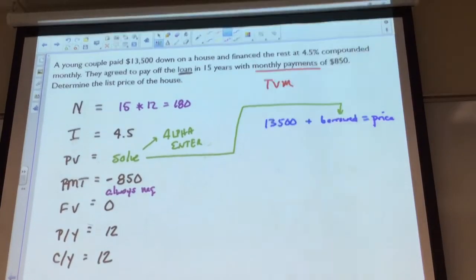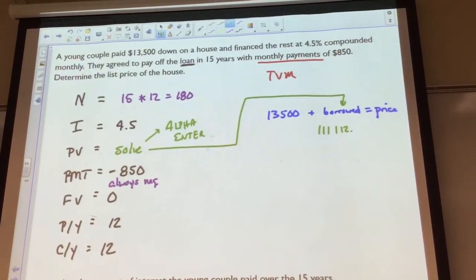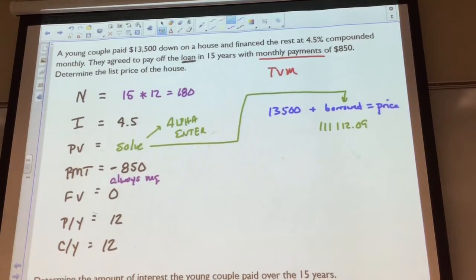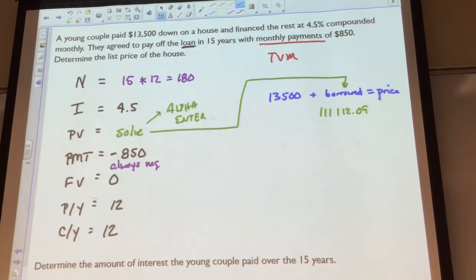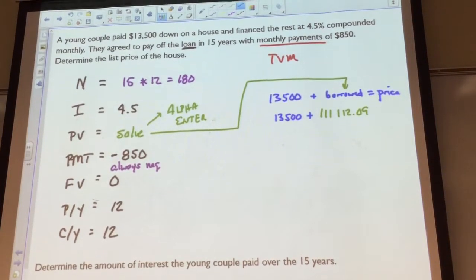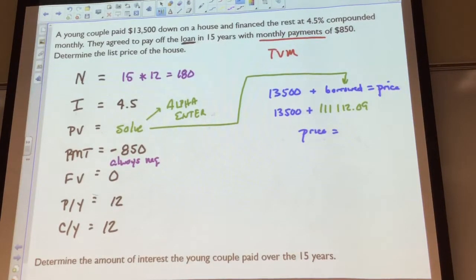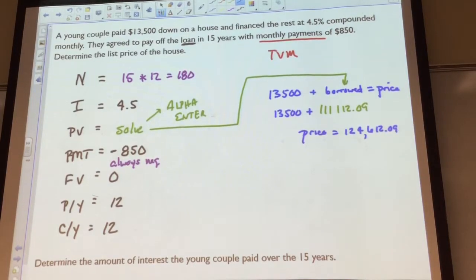So that means that you just chunked over $111,112 and change, 9 cents. That's what the bank gave you a check for. That check paired with your $13,500 gives you the price of the house. The price now is $124,612.09, if I did that addition problem in my head correctly.